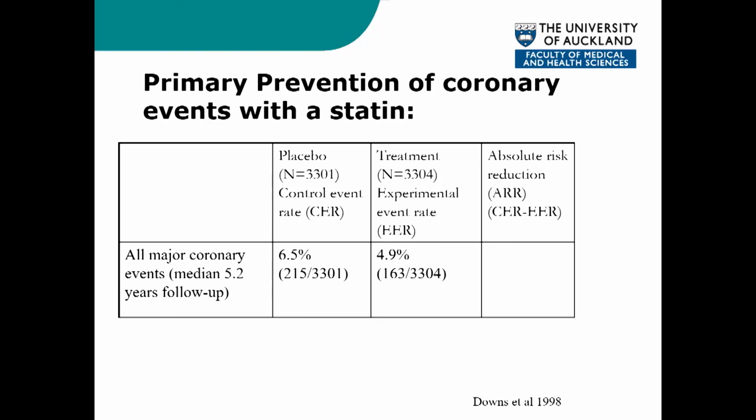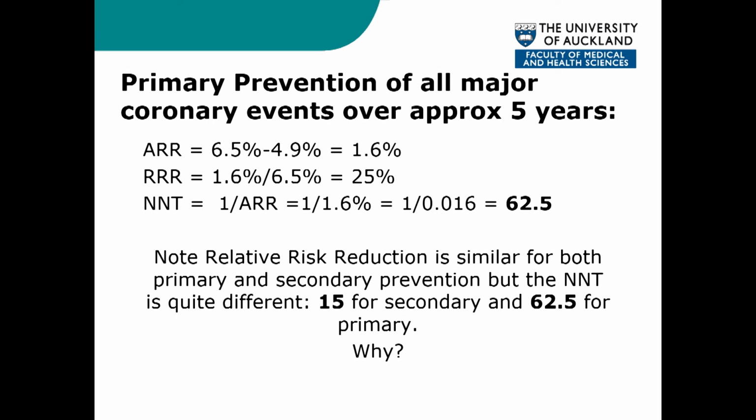This is primary prevention of coronary events with a statin. As you can see there, all major coronary events in the placebo group were 6.5%. Compare that to the previous table of 22%. 4.9% of people got an event who got the treatment, and the absolute risk reduction is 1.6%. So much smaller. So the numbers needed to treat here are 1 over 1.6%, which is 62.5. So the numbers needed to treat are 62.5 in primary prevention and 15 in secondary prevention.